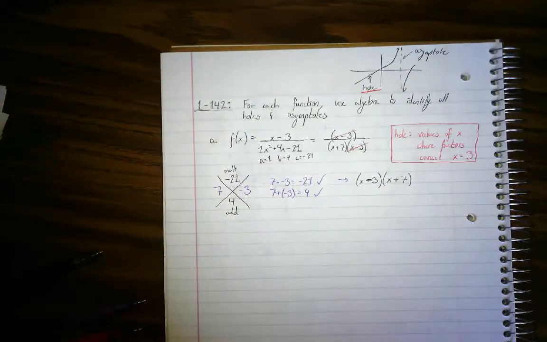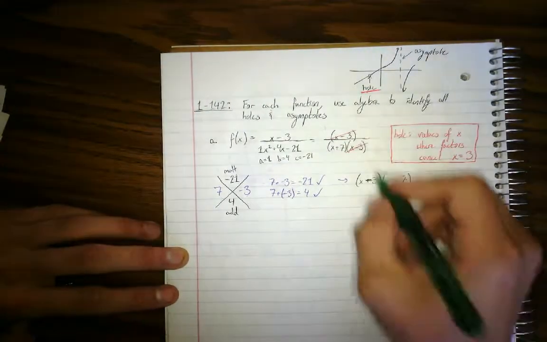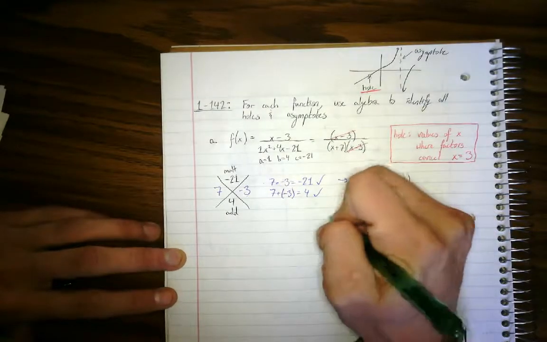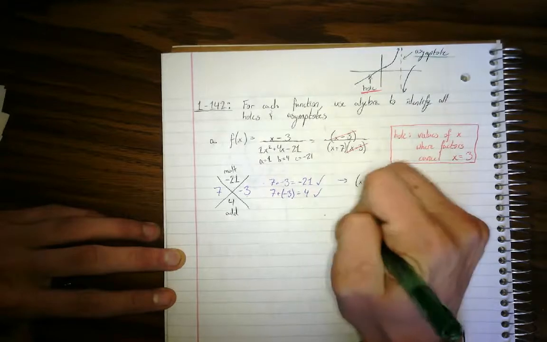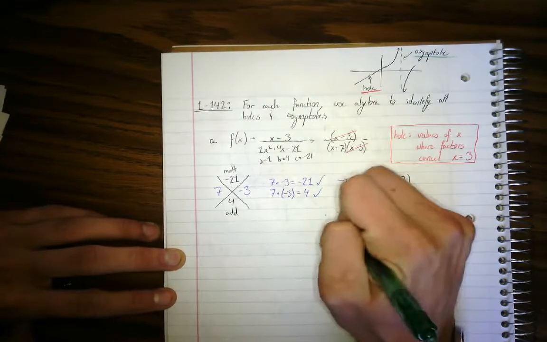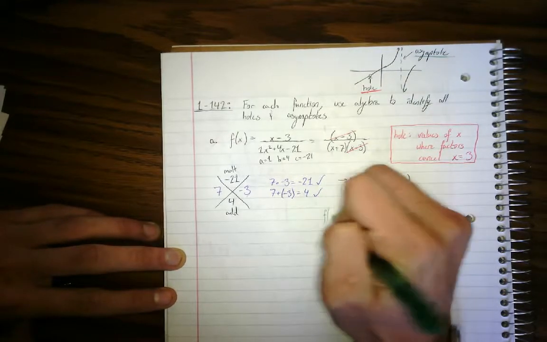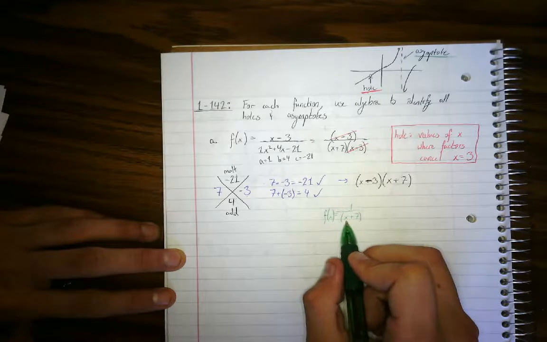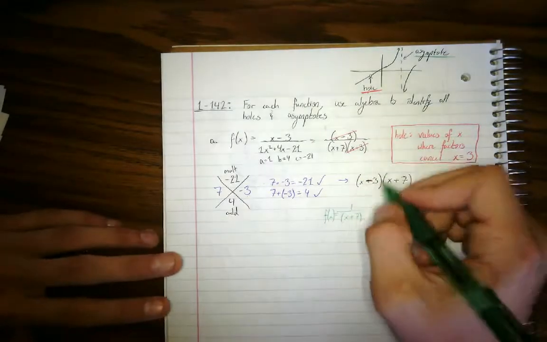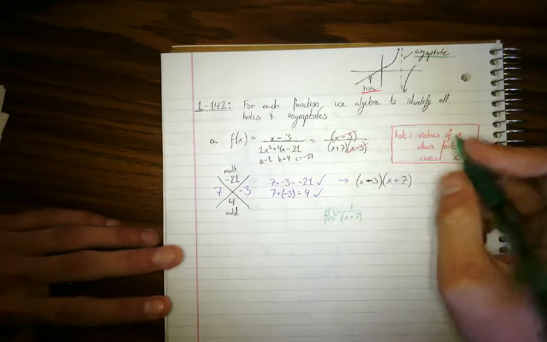Our asymptote happens wherever this is left over, and we can see this by looking at the simplified version. So for our asymptote, we're going to look at the simplified version, and notice that when we look at our simplified f of x, we have a certain value where this thing becomes undefined. If we're looking at x equals negative 7, that's our asymptote.